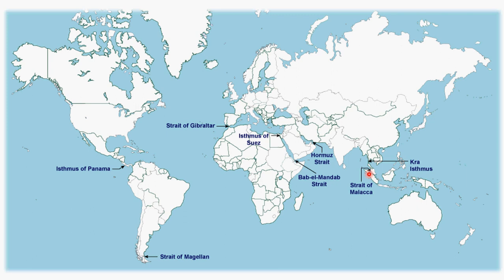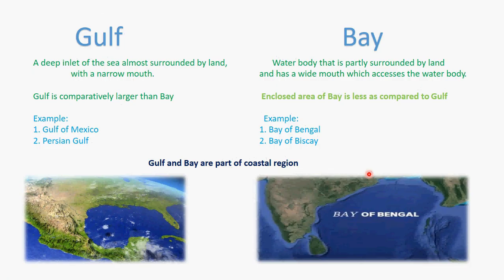Now let's discuss Gulf and Bay. A gulf is a deep inlet of the sea almost surrounded by land with a narrow mouth, whereas a bay is a water body that is partially surrounded by land and has a wide mouth.